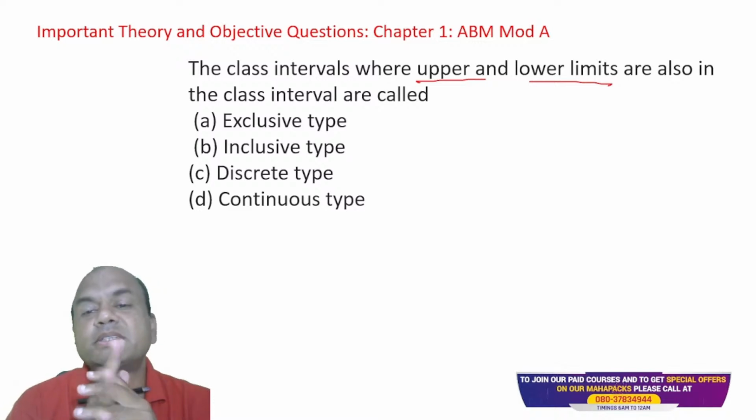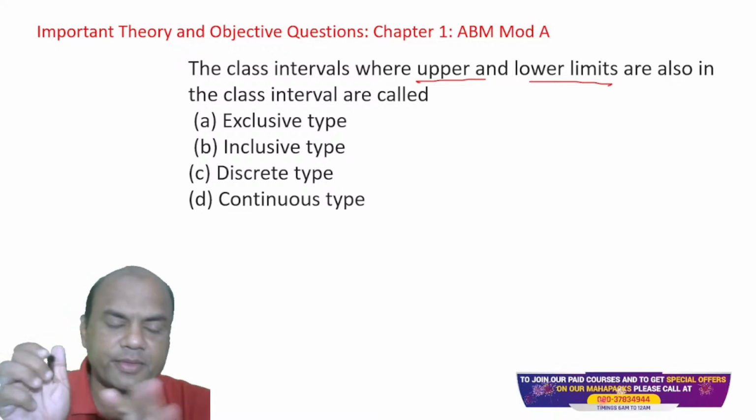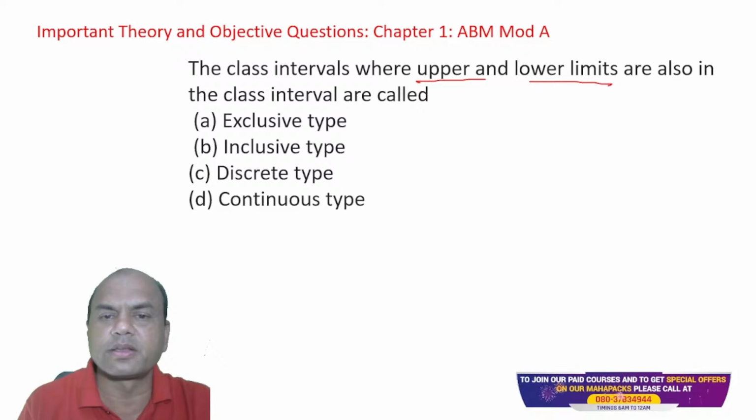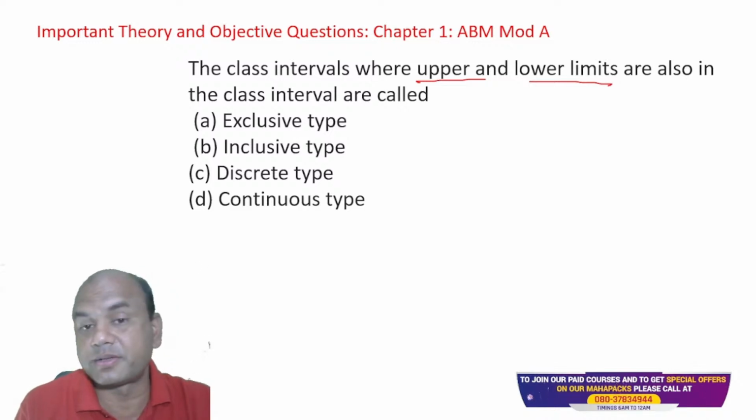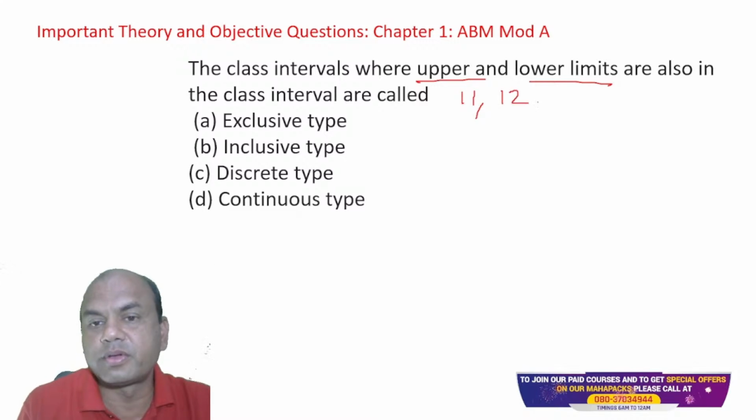Upper and the lower limits are included. Okay, let me give you the logic over here. Suppose there are these numbers: 11, 12, 18, 19, then let's say 23, 27, and 29.